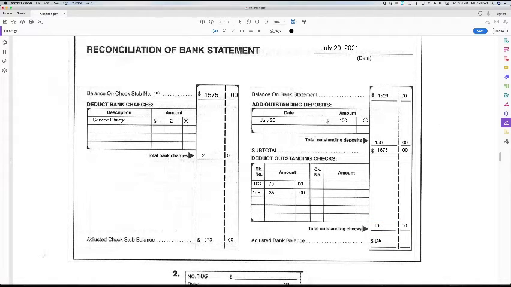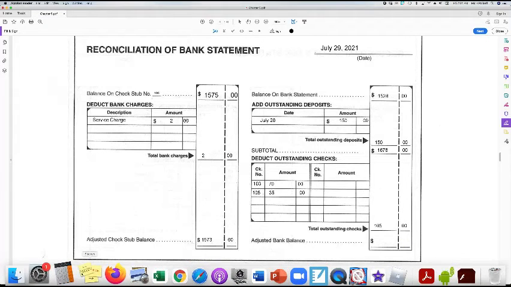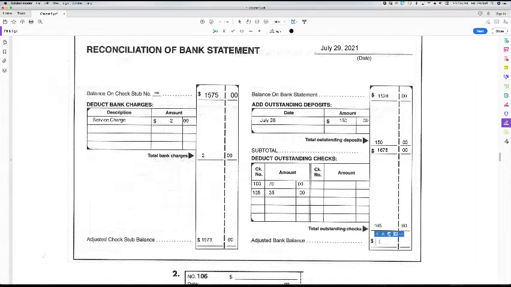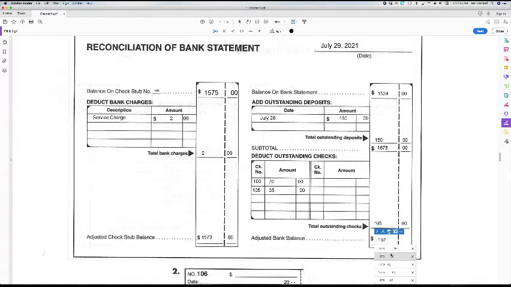Now, in order to calculate the adjusted bank balance, we are going to take the subtotal and subtract it from the total outstanding checks. So if we take 1,678 and subtract it from 105, that will give us 1,573 for our adjusted bank balance. And as you can see here, this number equals the same as the adjusted check stub balance. Okay, so that was part 1. Now we're going to be moving on to part 2.